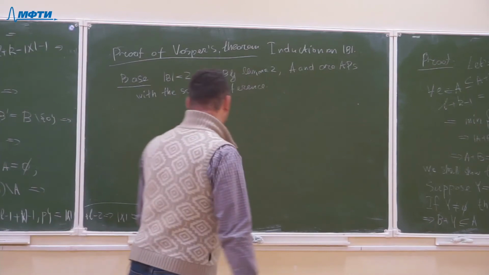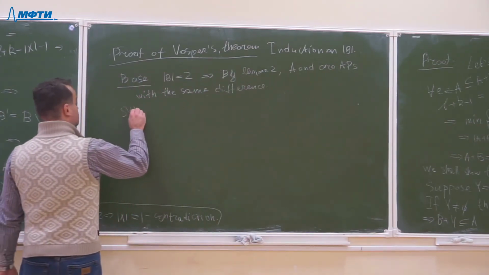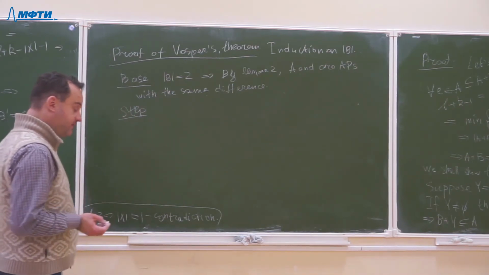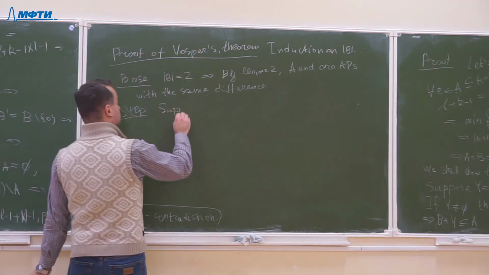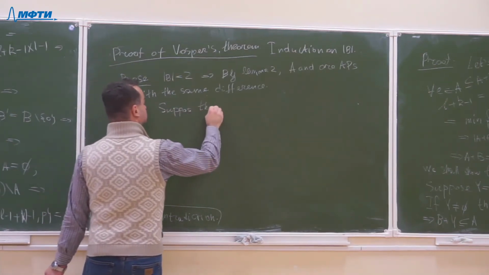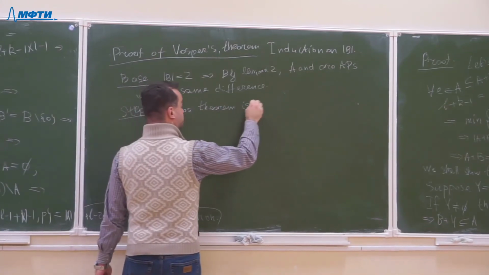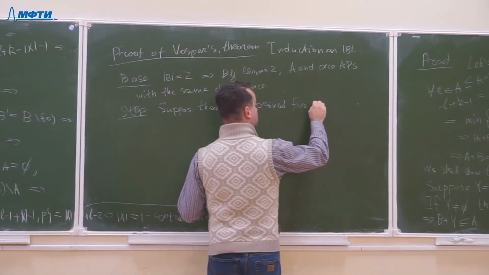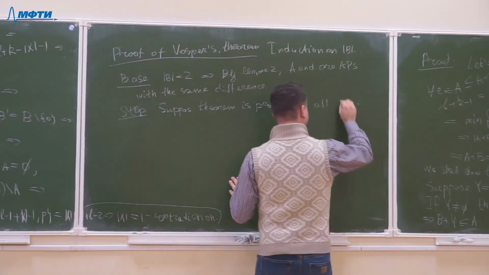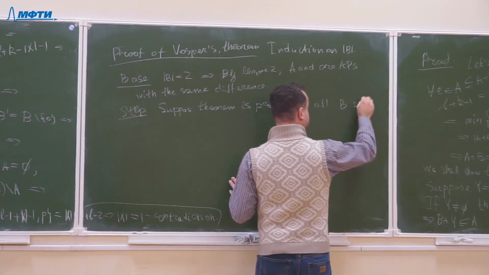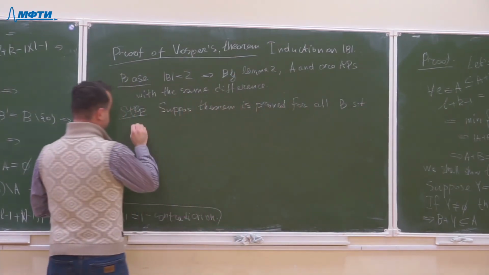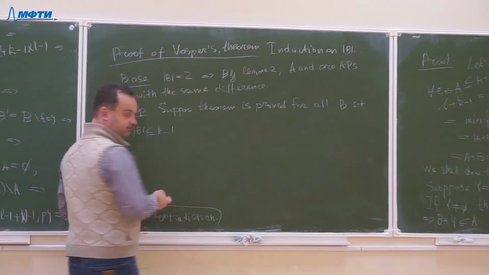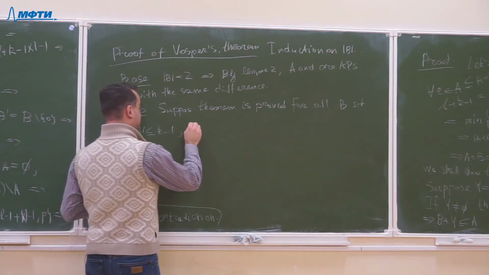Well, the inductive step. Suppose we showed everything for, suppose, the theorem is proved for all B such that the cardinality of B is at most k minus 1, for example, k at least 3.